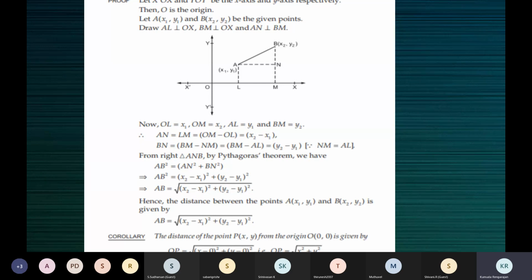We recalled the distance formula, the distance of any point from the origin, the general coordinates of any point lying on the x-axis, the general coordinates of any point lying on the y-axis, and what is meant by equidistant. What is meant by equidistant?